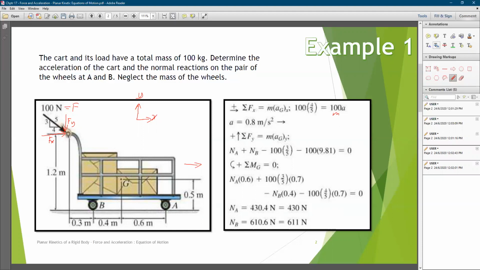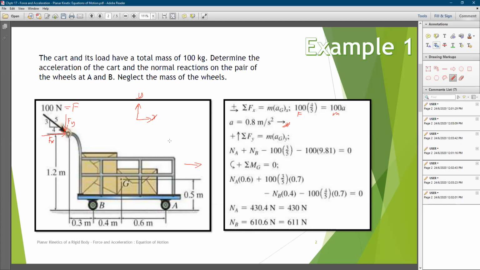Here, don't be confused about which one is which. This one here is the F, the 100 here is F, and this one is the 100 kg mass. And a is the acceleration in the X direction. Now, if we solve this equation, we can get the acceleration of the cart in the X direction. Okay, moving on.